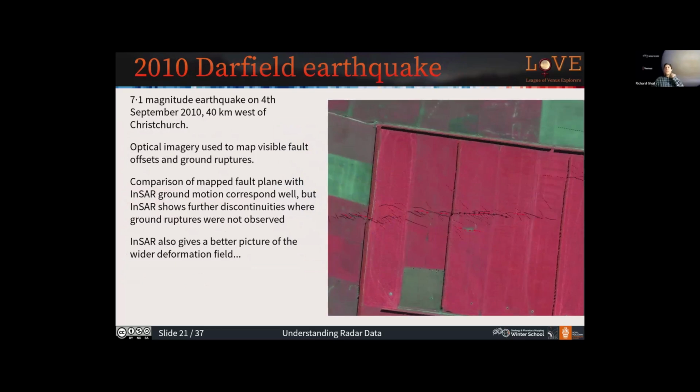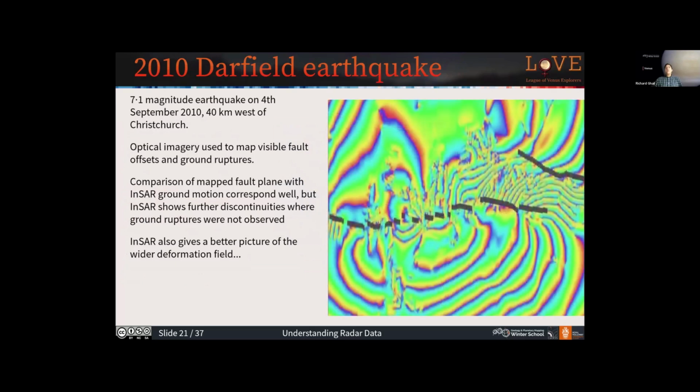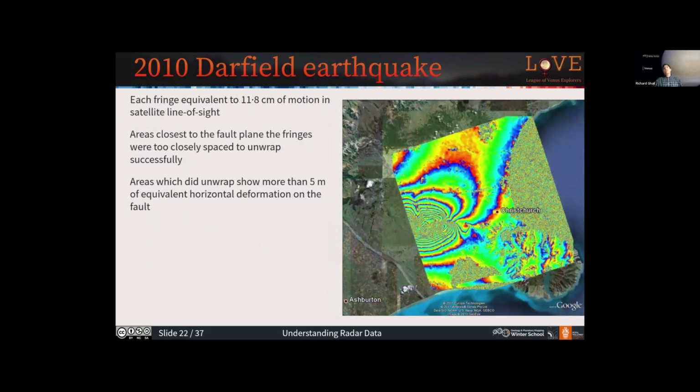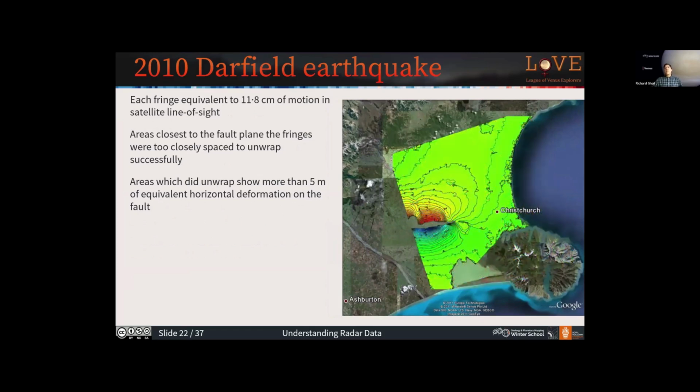This is an infrared image of the Darfield earthquake in Christchurch in New Zealand, about 2010. And there are the displacements and the fault lines shown in the infrared image, quite difficult to see, whereas in the radar image, we see very clearly all those displacements associated with the ground motion. And actually going right out across the whole far field, we can see all these displacements. So we can see about 5 meters of offset in total across this earthquake when we unwrap it.